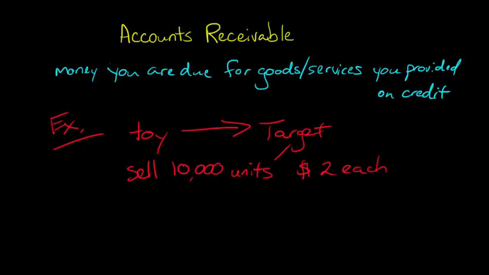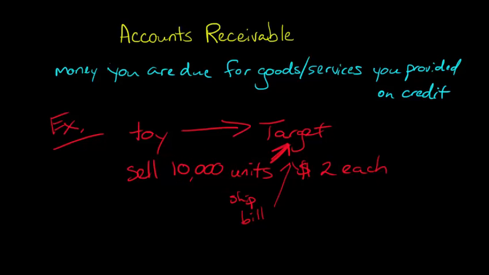Now what's going to happen here? Well, Target is not going to have an employee run over to your house and hand you $20,000, right? What's going to happen is you're going to ship the units. You're going to ship these units to Target. And then you're going to send a bill to Target. You're going to bill them for $20,000. That's just the 10,000 times the $2.